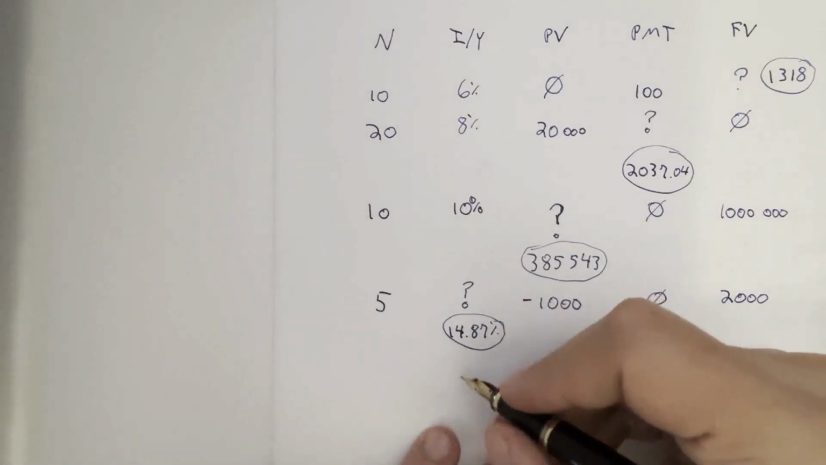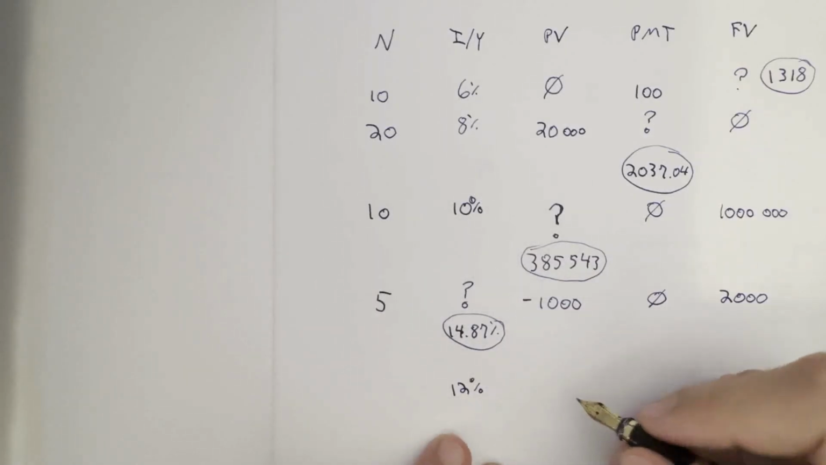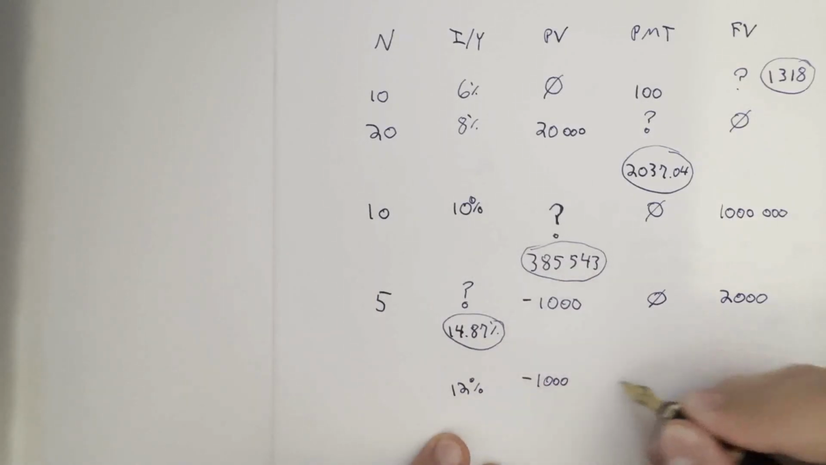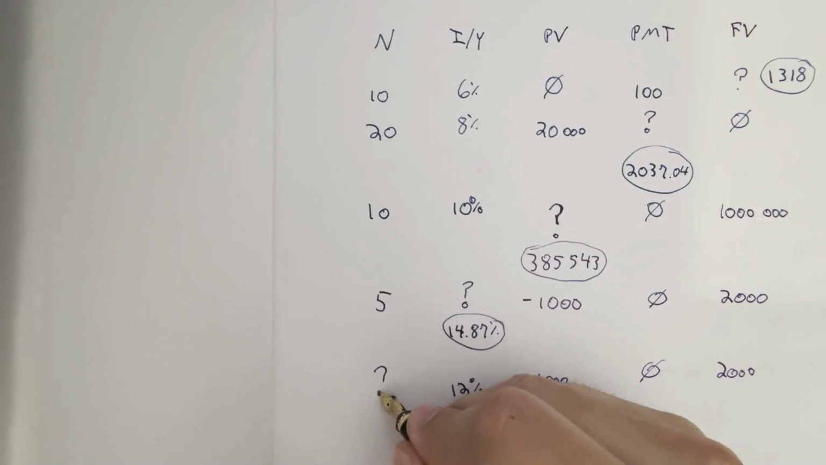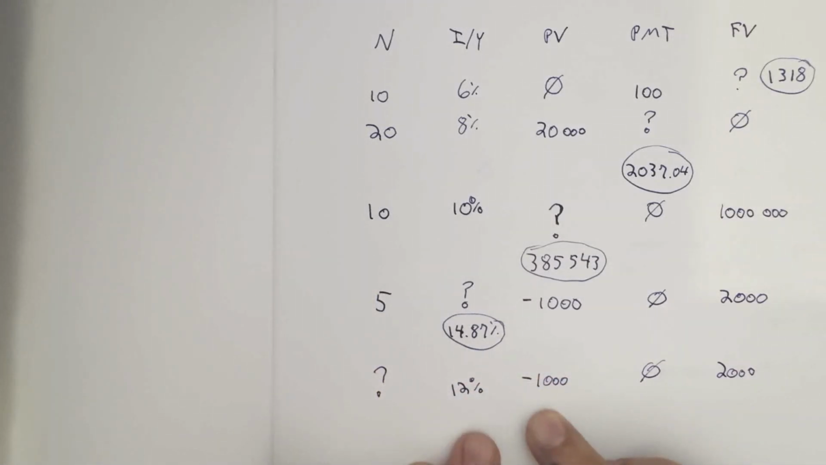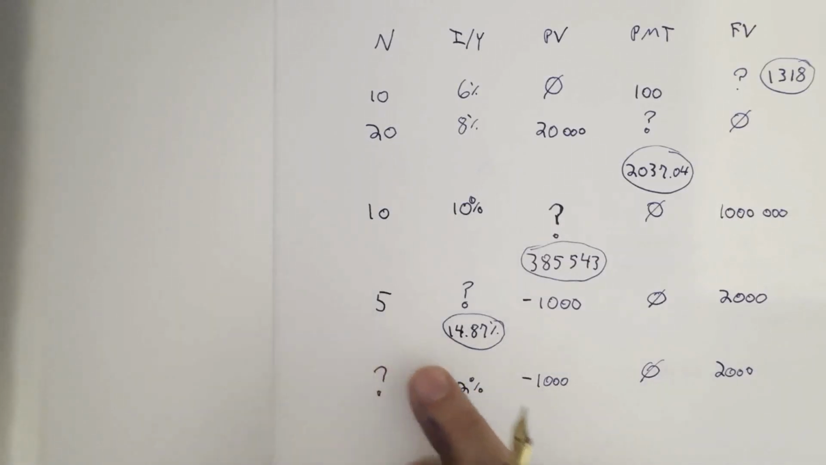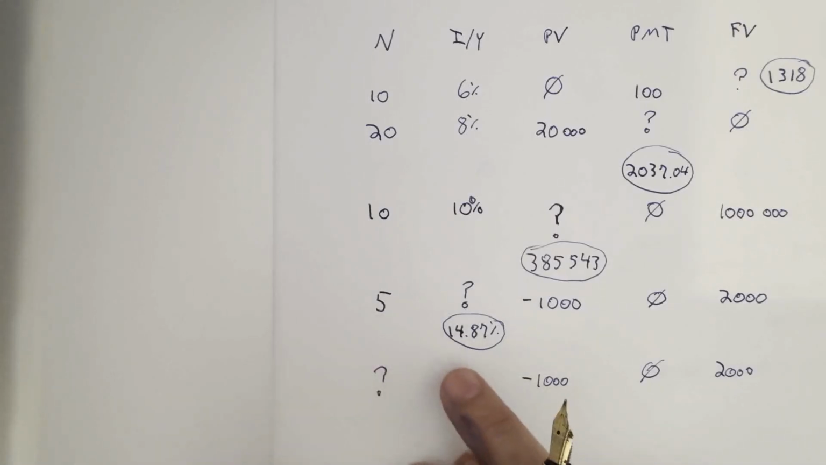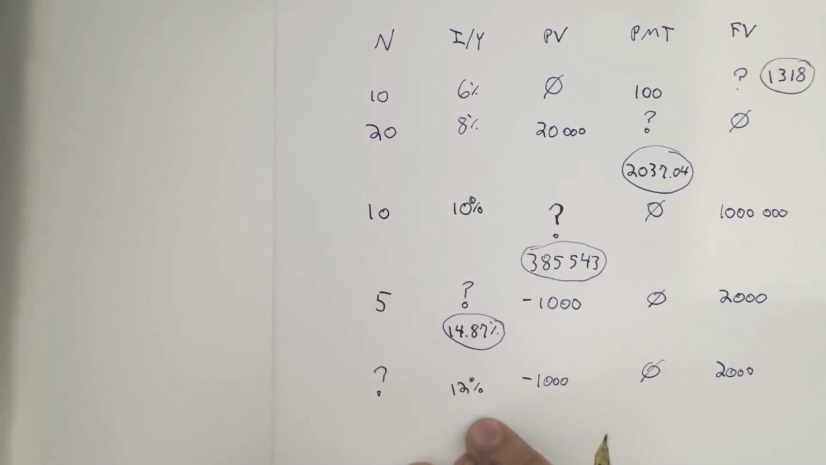Let's say we didn't get that. We got a 12% rate of return. Again, we started with 1,000. There are no payments. We end with 2,000. The question is, how many years will it take our money to double, assuming a 12% rate of return? I can already tell you that n will be greater than 5. If we wanted to double our money in 5 years, we needed 14.87%. The rate of return has gone down. We obviously need longer to double the money.